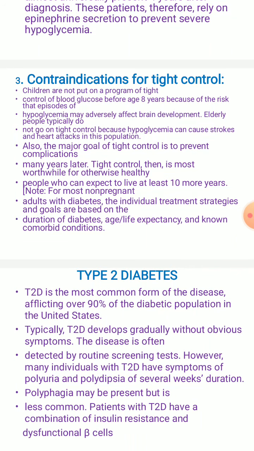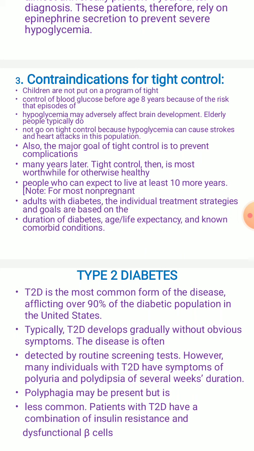If we come to type 2 diabetes, this is the most common form of the disease, which afflicts over 90% of the diabetic population in the United States especially. Type 2 diabetes develops gradually without obvious symptoms, and the disease is often detected by routine screening tests. Many individuals with type 2 diabetes have symptoms of polyuria and polydipsia of several weeks duration. Polyphagia may be present but is less common.